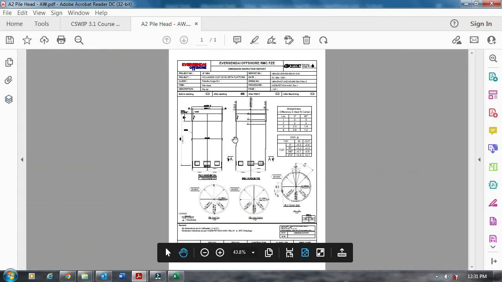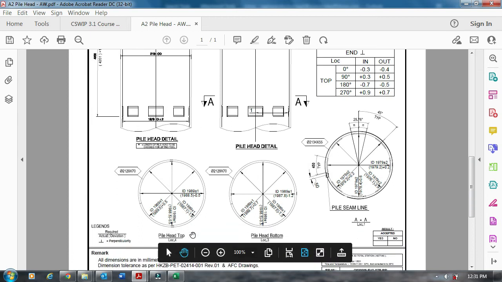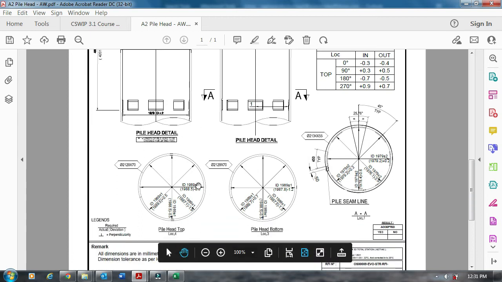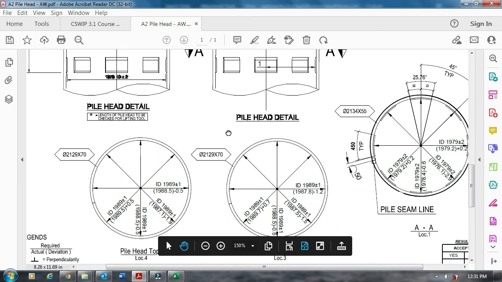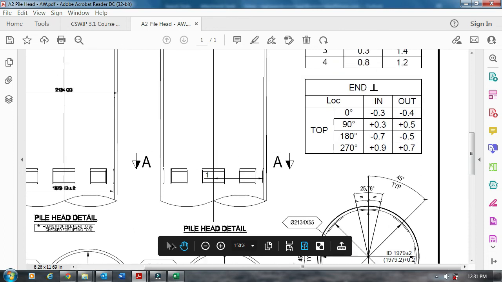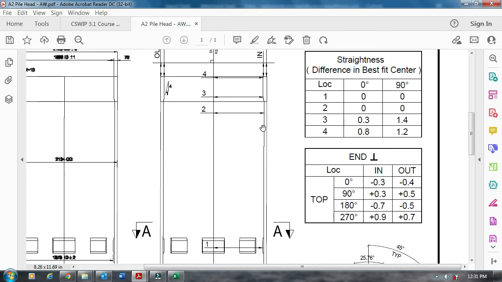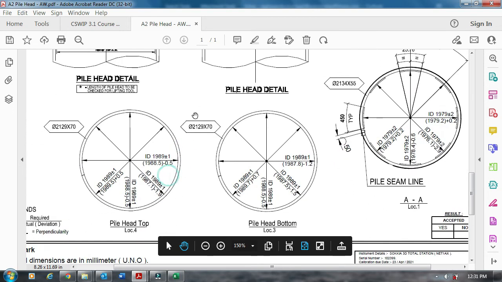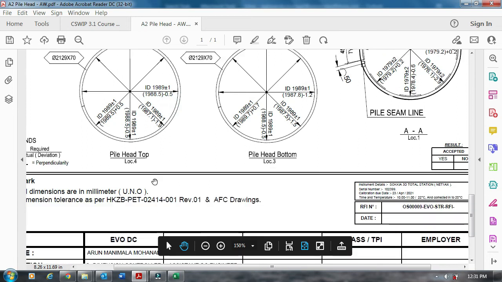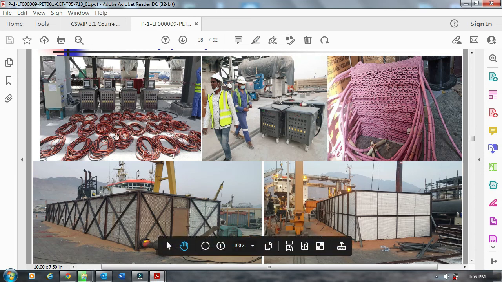I'll show you one such sample example, of how the pile head had ovality after doing the PWHT. This was happening from the client side, not done from our side, but still you will see in and out straightness. There was some ovality noted in the center because of that. So we have taken one dimension report for that. Let's see a few slides of PWHT items.